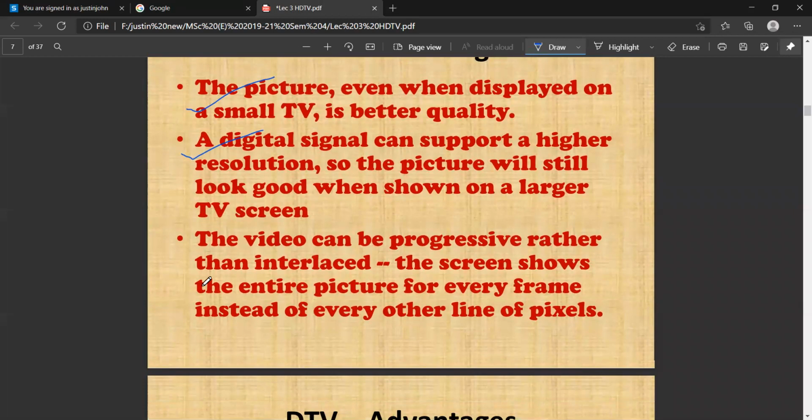Then instead of interlaced scanning, the scanning can be progressive. This means the whole lines are shown all together, unlike the case of analog TV where the odd lines are shown first, then the even lines are shown. In the case of a digital television, all lines are shown together, which means a picture or a screen is shown as such fully, not in parts. So a frame is shown at each instant instead of every other line of pixels in the interlaced scanning technique. So the flickering problem is avoided.